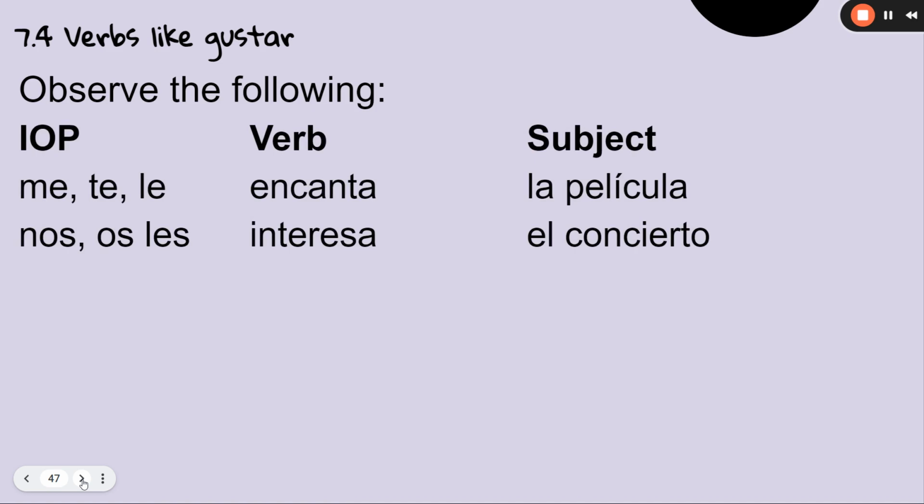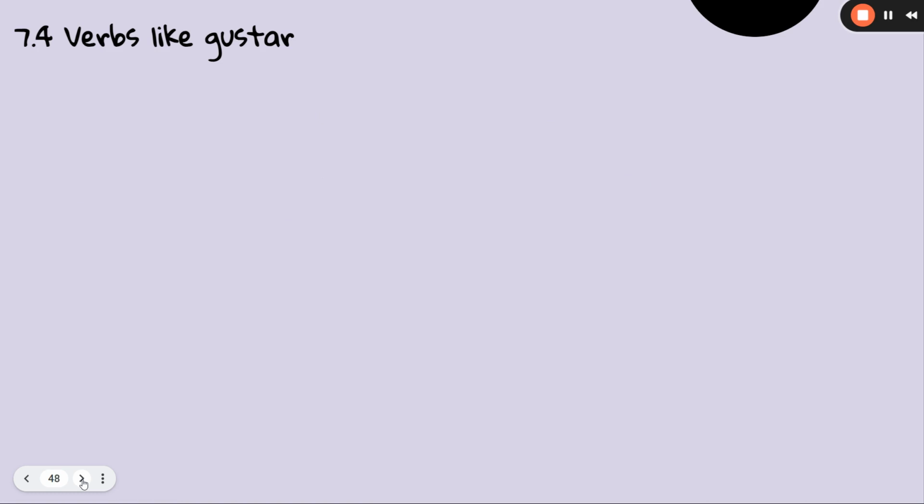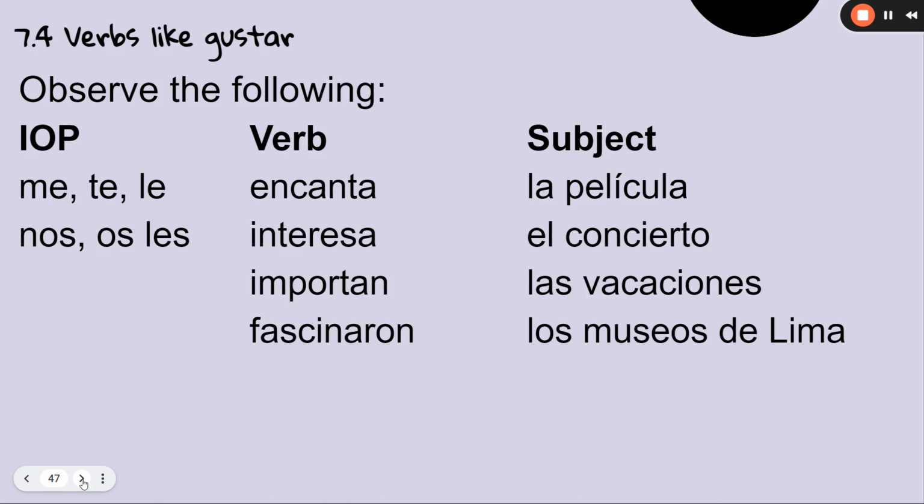Then you could have encanta la película, interesa el concierto, importan las vacaciones, fascinaron los museos de Lima. Those are some sentences. I could have said, me encanta la película. I love that movie. Nos interesa el concierto. The concert is interesting to us.